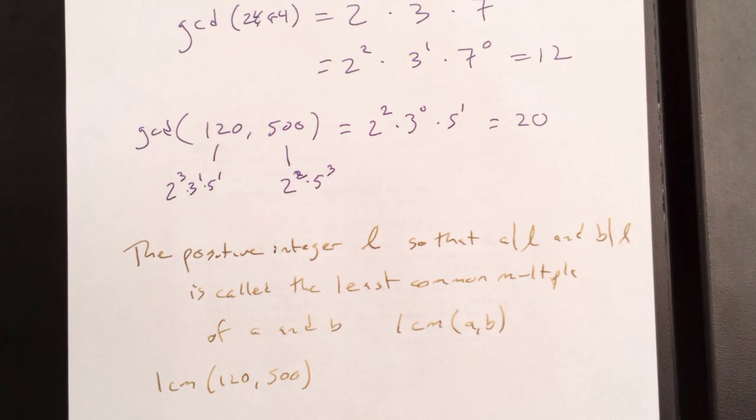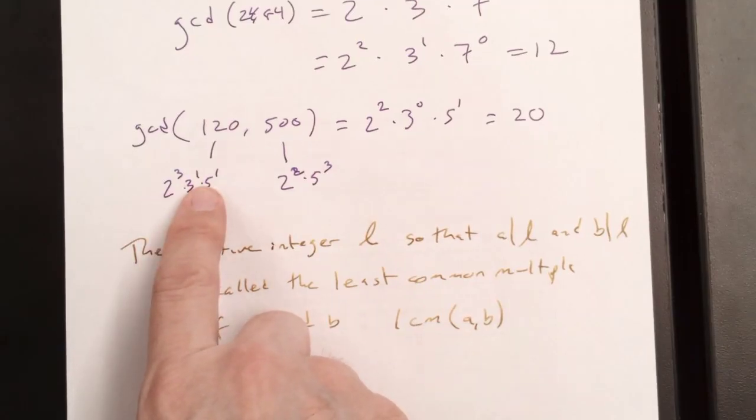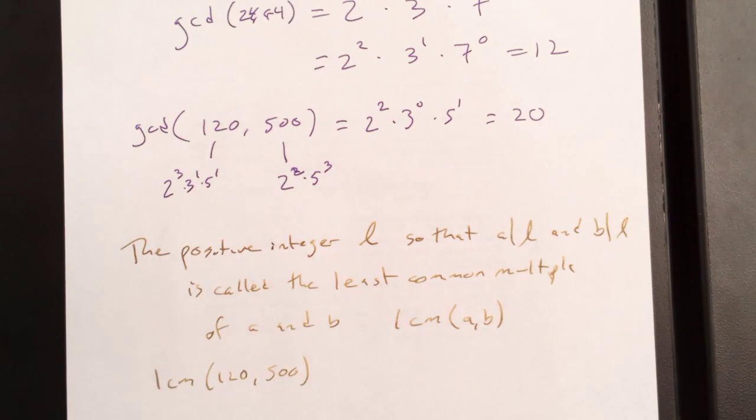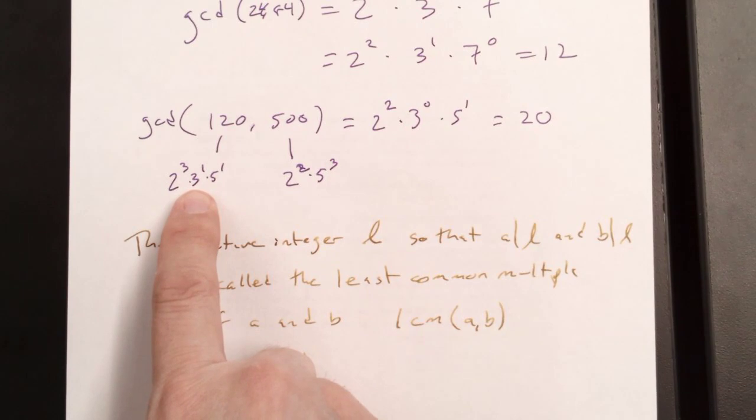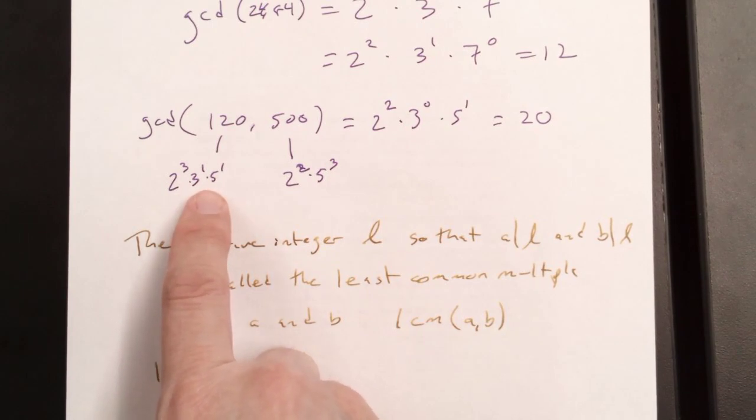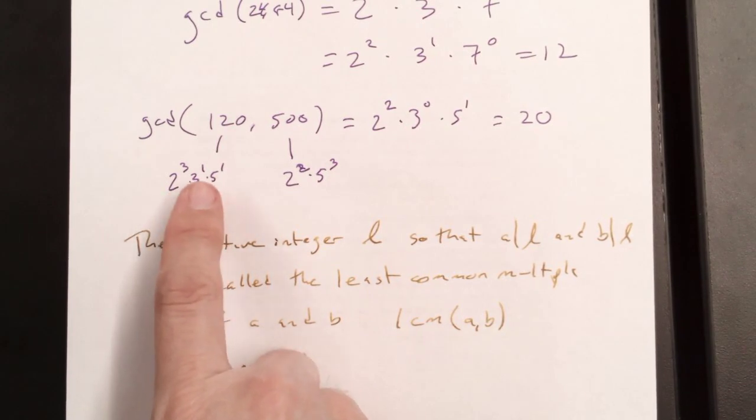This time I want something that 120 divides into. I want 120 to go into it. That means I don't need the smaller powers here. I need the bigger powers here. If I took a number that had at least the third power of 2, then it would fit. If I had at least 1 3, it would fit. If I had at least 1 5, it would fit. If I had powers that were bigger than this or equal to it, I would know I could divide in.